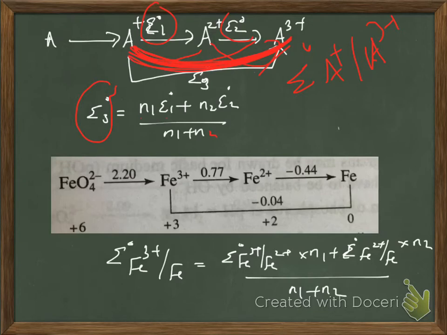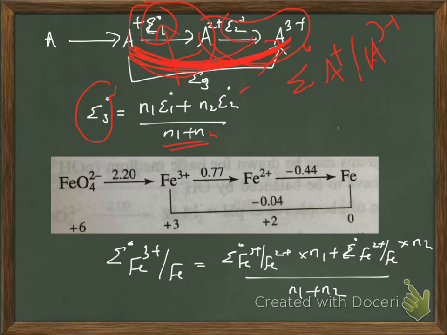N1 is the change in number of electrons in the first species. E01 means potential of that couple. N2 means change in number of electrons for the second species. Then the denominator is the total change in number of electrons.